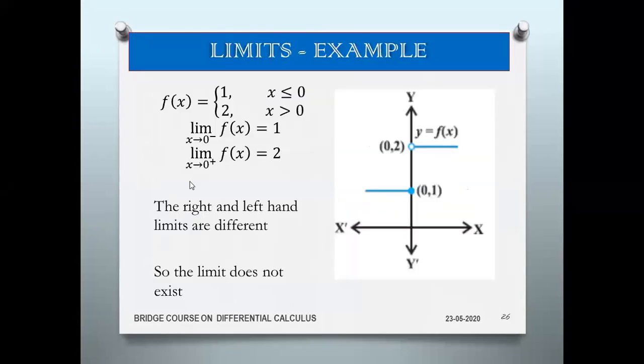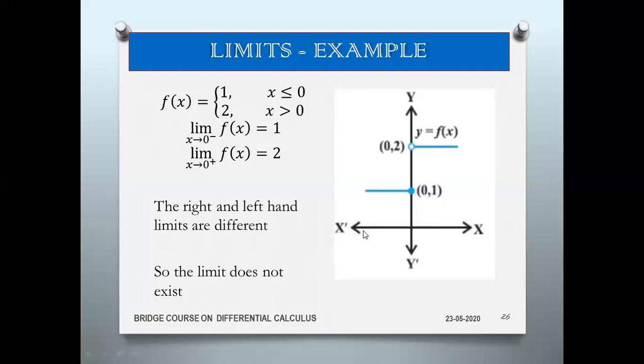See this one. f of x is equal to 1 when x is less than or equal to 0. That is, the function itself breaks. Till x less than or equal to 0, there is 1, and after x greater than 0, it takes another value. So there is a discontinuity here. From minus infinity to 0, it takes 1, but from 0 to infinity, it takes 2 as a value. So this is not actually a continuous function.